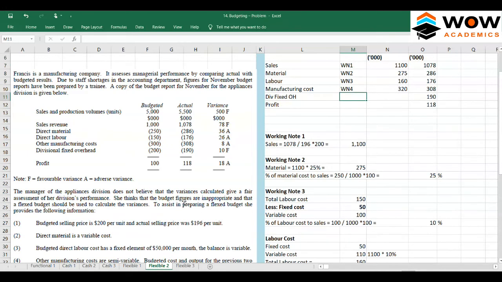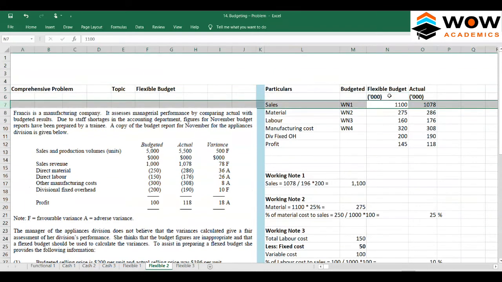So usually fixed costs are fixed only. They don't usually change. So 200 will be the same 200. Okay. So that's about the concept here. Now we can find out the profit. I think we can just copy from here. So the profit should have been 145 for this many units.